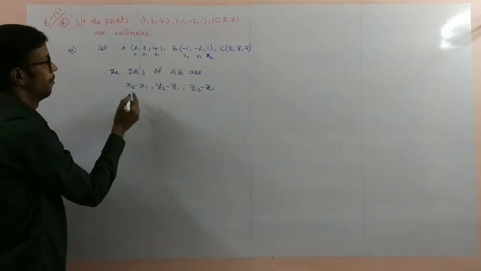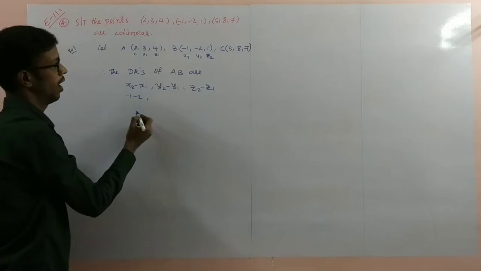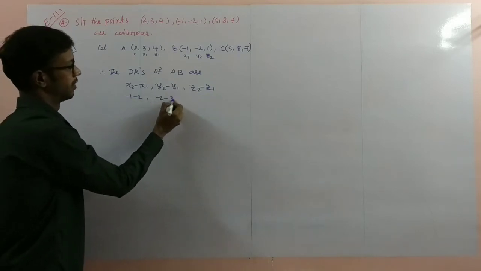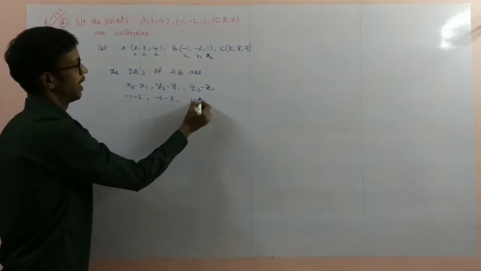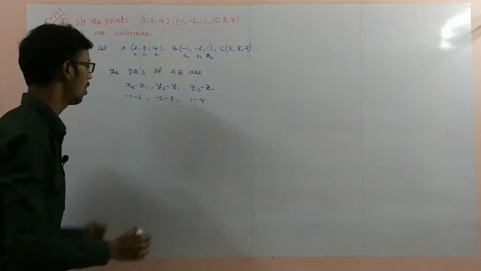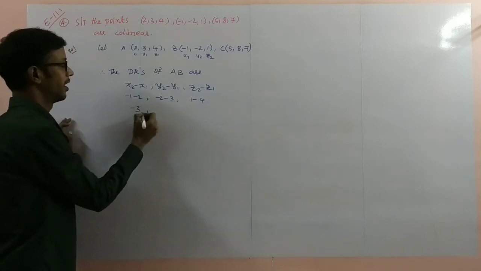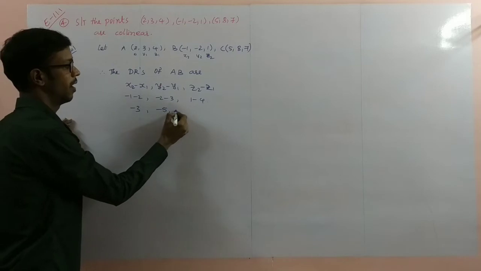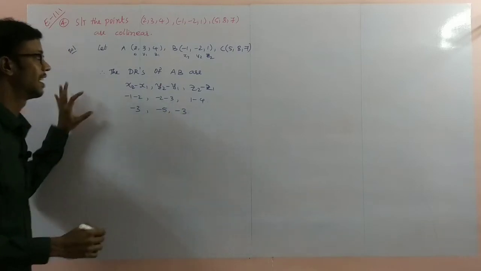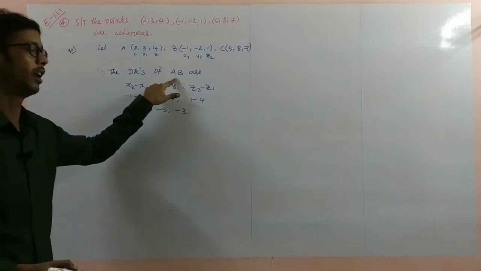Substitute here: minus 1 minus 2 comma minus 2 minus 3 comma 1 minus 4. So how much will you get here? Minus 3 comma minus 5 comma minus 3. These are the direction ratios of AB.